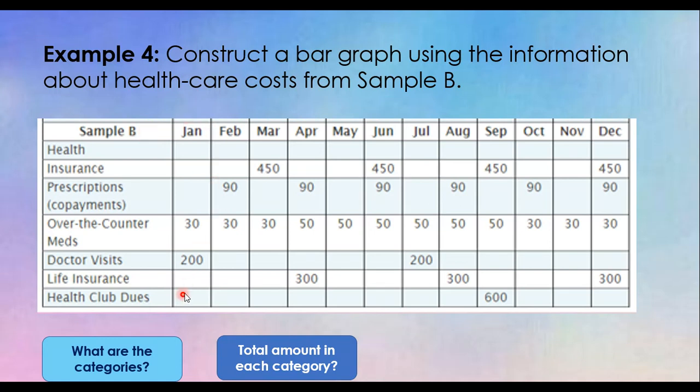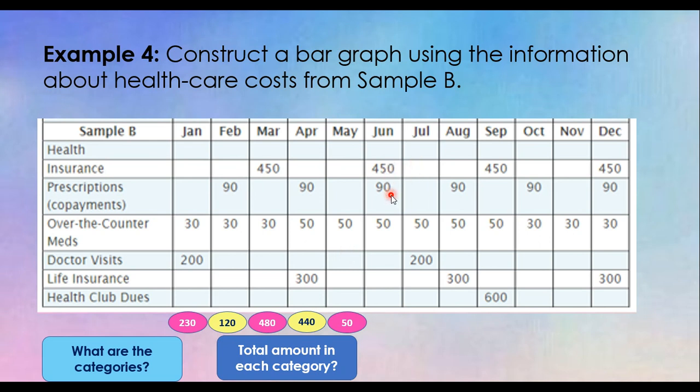So for the January column, we have 30 plus 200, and that's going to give us 230. Moving into our next column, which is February, we're going to do 90 plus 30, which is 120. March is 450 plus 30. That gives us 480. April is 90 plus 50 plus 300, and that gives us 440. May, there's nothing but 50 in here, so that added up together is just 50.